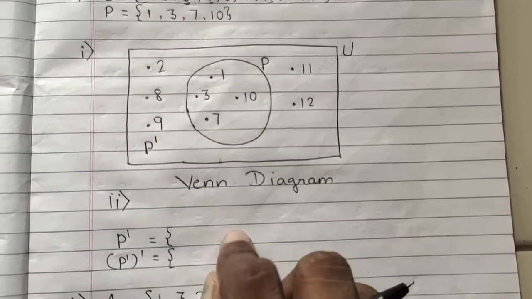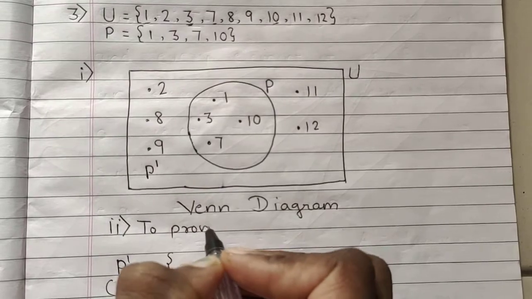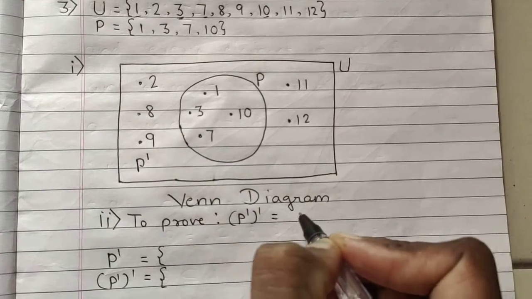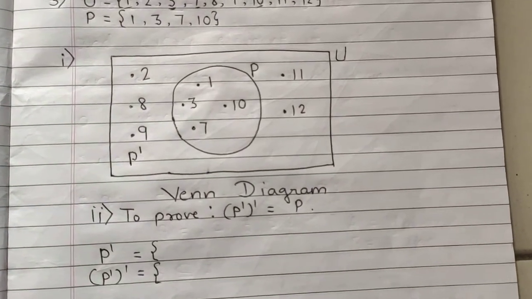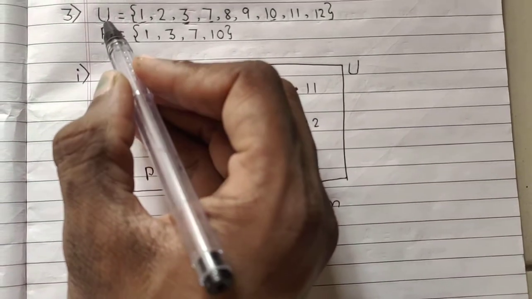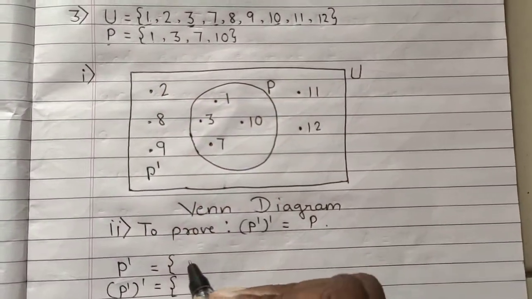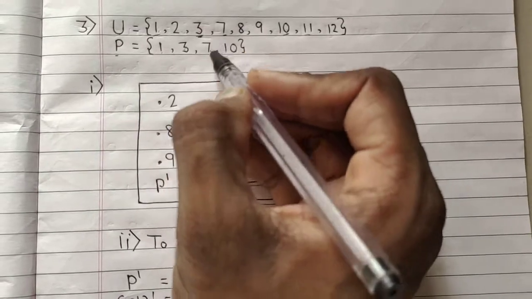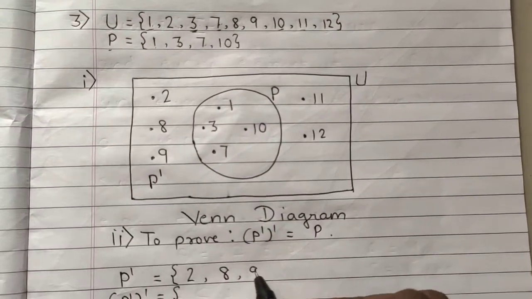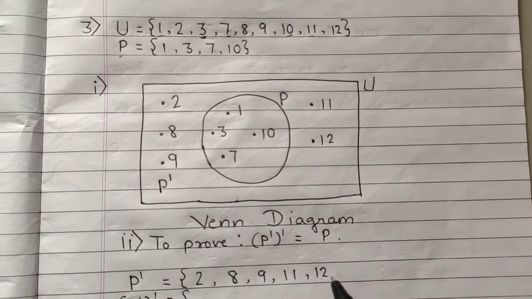Now let us do the second part. In the second part you have to prove that P dash of dash equals P. Okay, so let us solve it. First, what is P dash? P dash means what? You will compare P with U and extra elements you will write. So what is extra? 1 is there, 2 is extra, so 2 you will write, 3 is already there, 7 is also there, 8 is not there, so 8. Then 9 is also not there, 10 is there in both the sets, so what is extra? 11 and 12.